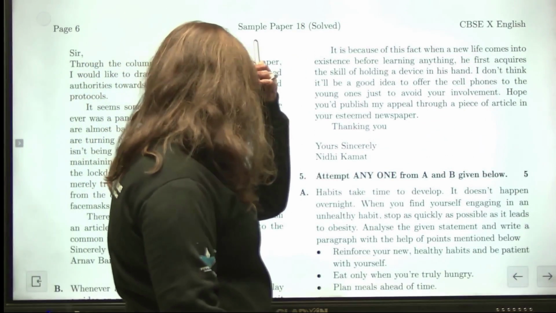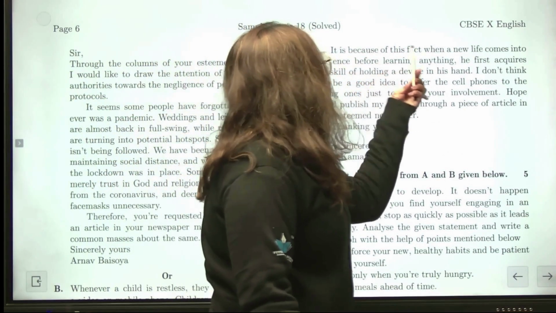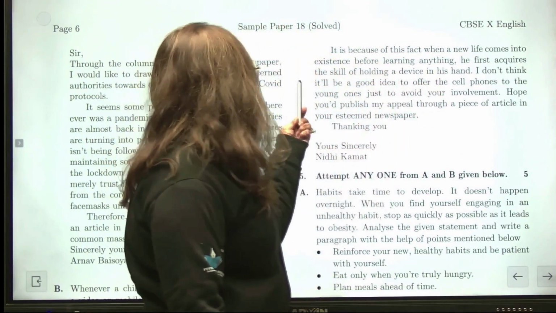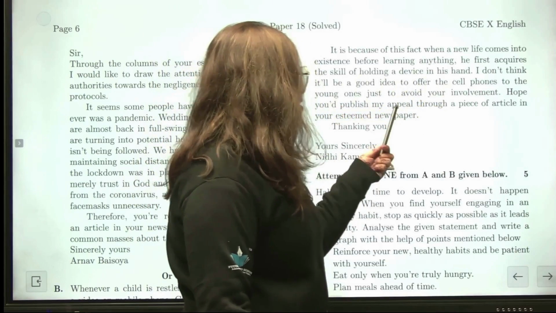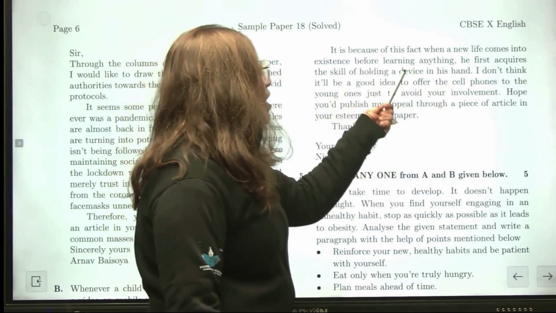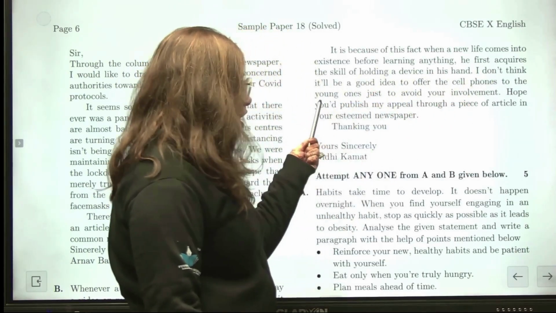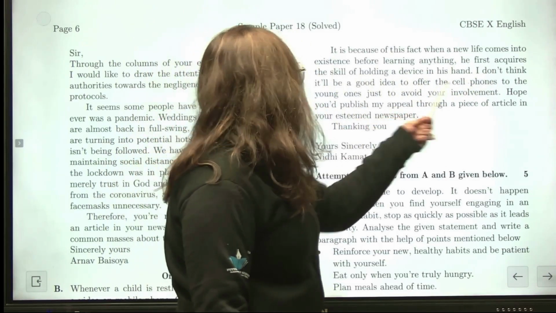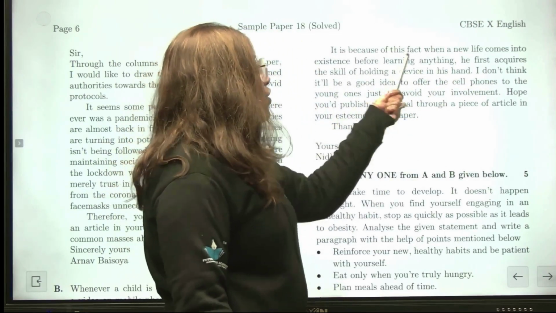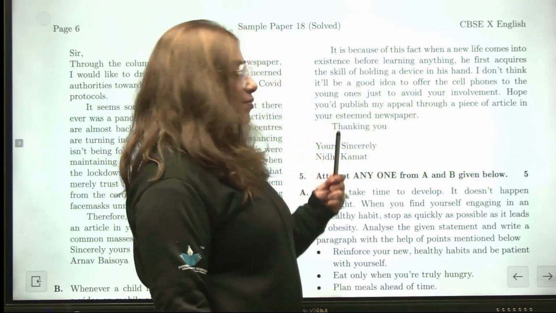Then the third paragraph. It is because of this fact when a new life comes into existence, before learning anything, he first acquires the skill of holding a device in his hand. I don't think it will be a good idea to offer the cell phones to the young one just to avoid your involvement. Hope you would publish my appeal through a piece of article in your esteemed newspaper.